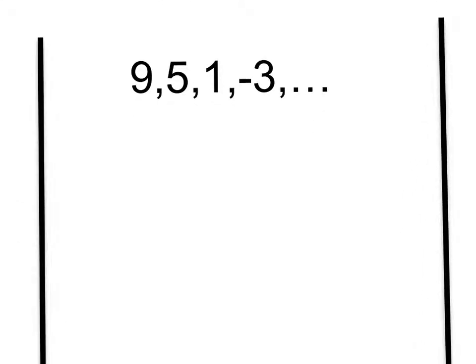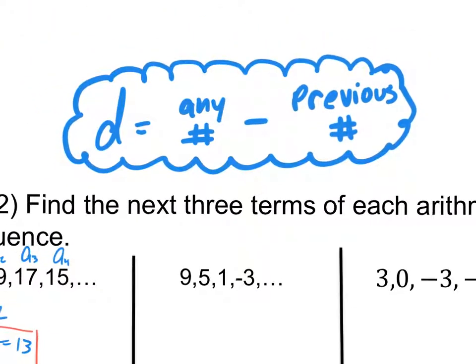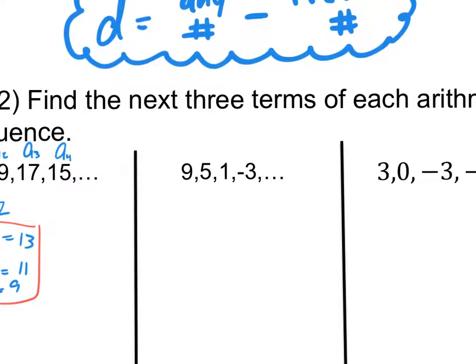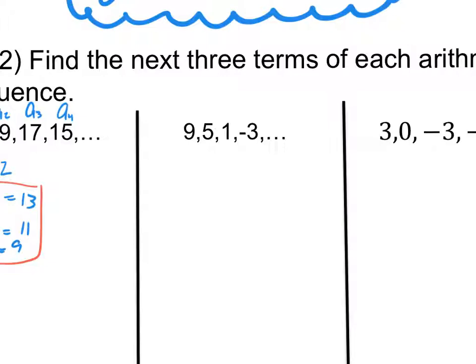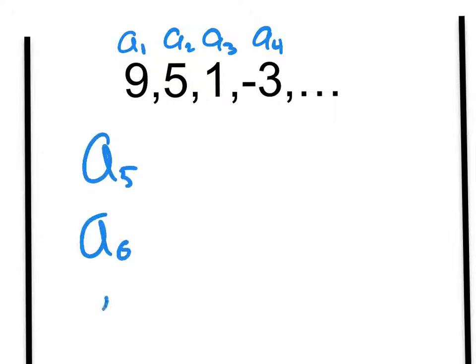Go ahead and find the next 3 terms. And maybe if we look up here, I wrote it again. The common difference is simply any number minus the previous number. Keep that in mind. But it has to be true in all of them in order for it to be arithmetic. So once again, you want to find the next 3 terms. Let's label what we have so far: A sub 1, A sub 2, A sub 3, A sub 4. I want A sub 5, A sub 6, and A sub 7.